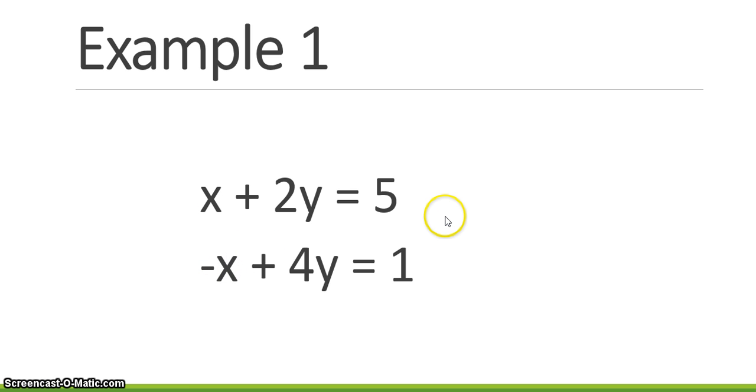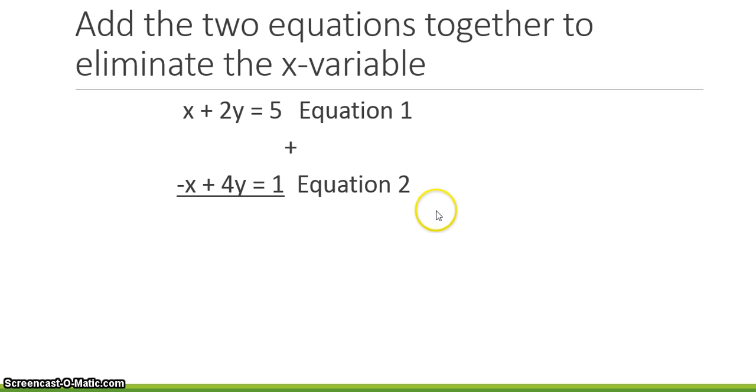Let's look and see how that works. Here I'm adding the two equations together. x plus negative x gives me 0. They cancel out. 2y plus 4y gives me 6y. And 5 plus 1 gives me 6. So I end up with a line which looks like this one. 6y is equal to 6, which means that y must be equal to 1.